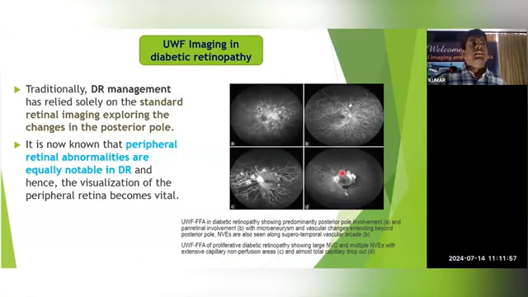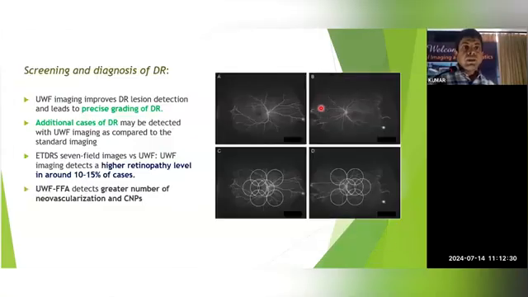Coming to the utility, the most important clinical condition which we come across in day-to-day retina practice is diabetic retinopathy and its management. This is the most common case we come across in our OPDs in India. Traditionally, diabetic retinopathy was managed with only the posterior pole findings, as you can see here. But now you know that even the peripheral retina is affected in diabetic retinopathy, and the lesions in the peripheral retina are as important as in the posterior pole for diagnosis, classification, as well as follow-up of diabetic retinopathy.